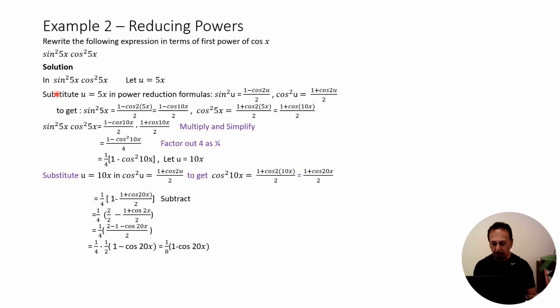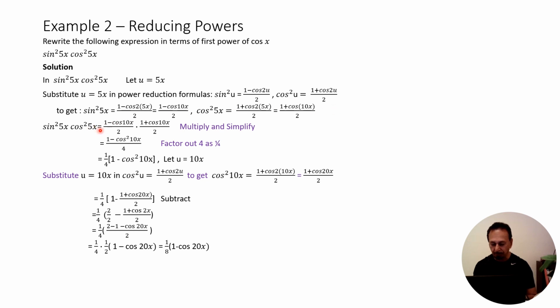So in sine square 5x cosine square 5x, we can let u equals 5x. Now we can substitute u equal 5x in the power reduction formula. Sine square u equals 1 minus cosine 2u over 2. Cosine square u equals 1 plus cosine 2u over 2.